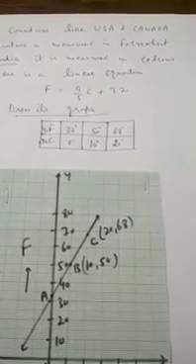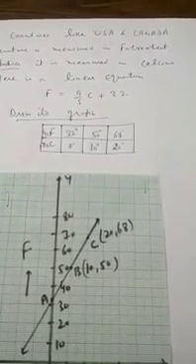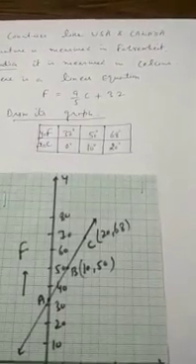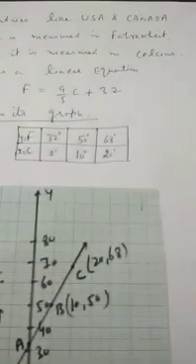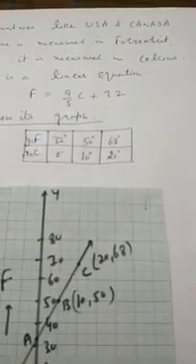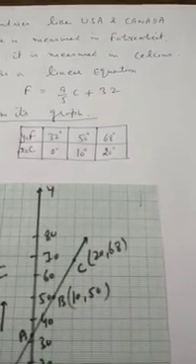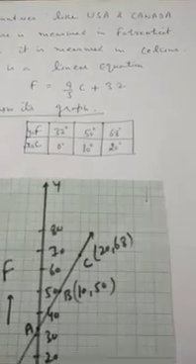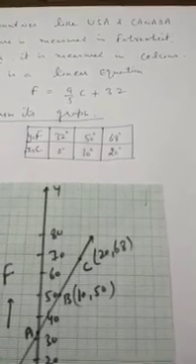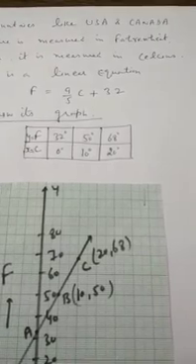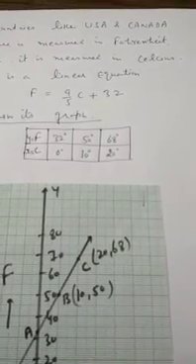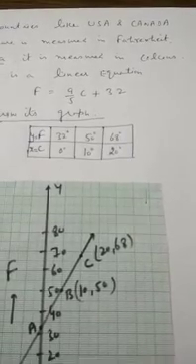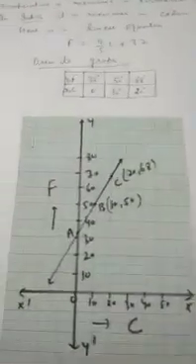How to find the solution? Generally we will take those values of C which are multiples of 5. If I take C as 0, that is X as 0, Y that is F will be 32. If I take C as 10, F will be 50. If I take C as 20, F will be 68. On the x-axis we will take C and on the y-axis we will take F.